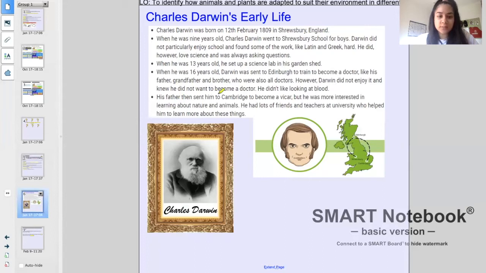His father then sent him to Cambridge to become a vicar. But he was more interested in learning about nature and animals. He had lots of friends and teachers at university who helped him to learn more about these things. So here is our picture of Charles Darwin over here.